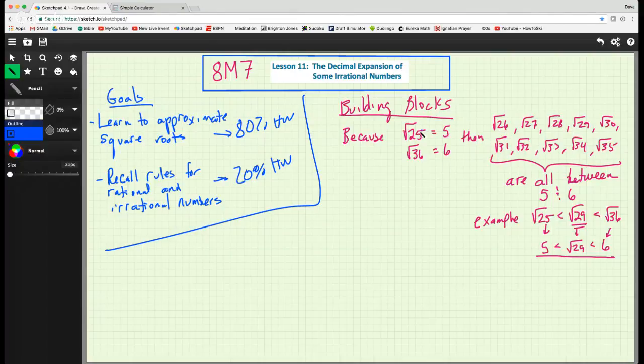So let's recall that the square root of 25 is 5, which means what times what is 25? That's what you're asking when you talk about a square root. 5 times 5 equals 25, so the square root of 25 equals 5. Well, the square root of 36 is 6 because 6 times 6 equals 36. So if I ask you, what is the square root of 30?